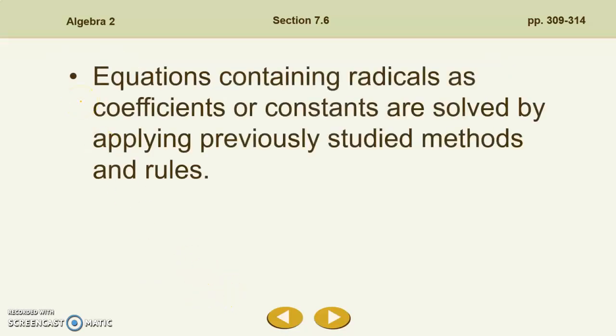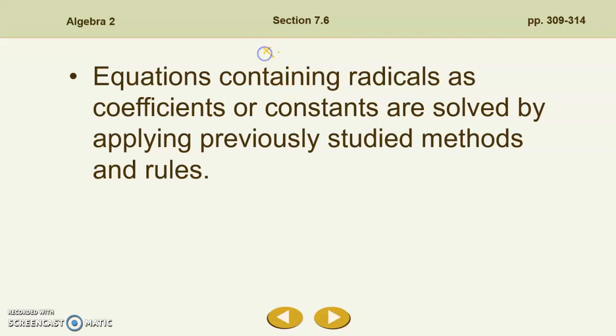We need to make sure that we are using correct terminology as we get into equations containing radicals and just clear on our steps. So let's clarify here. Equations that contain radicals as coefficients or constants are solved by applying the previously studied methods and rules. That's our order of operations. So combining like terms, multiplying by conjugates, dividing, knowing that a negative root has an i that comes out, and i squared is negative 1. So those are equations containing radicals.